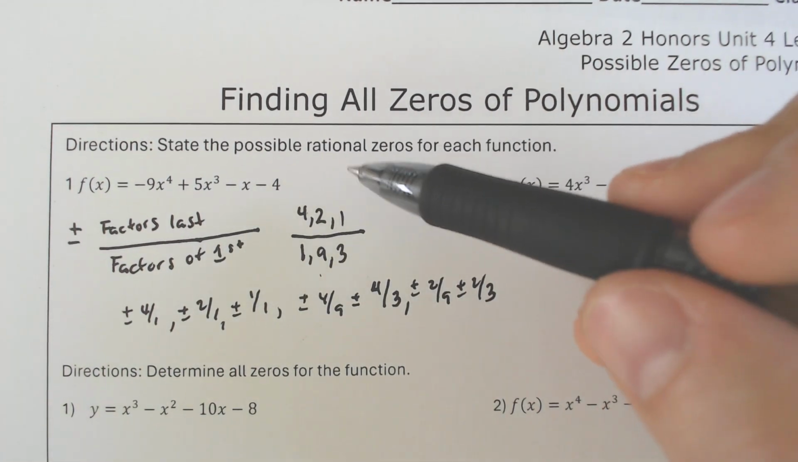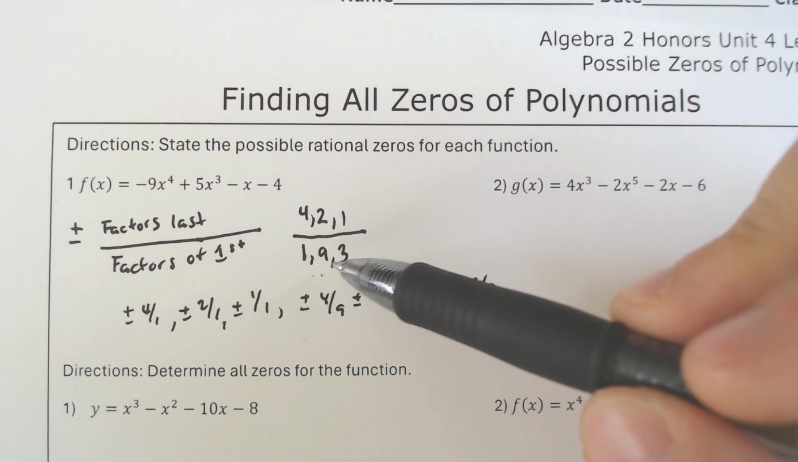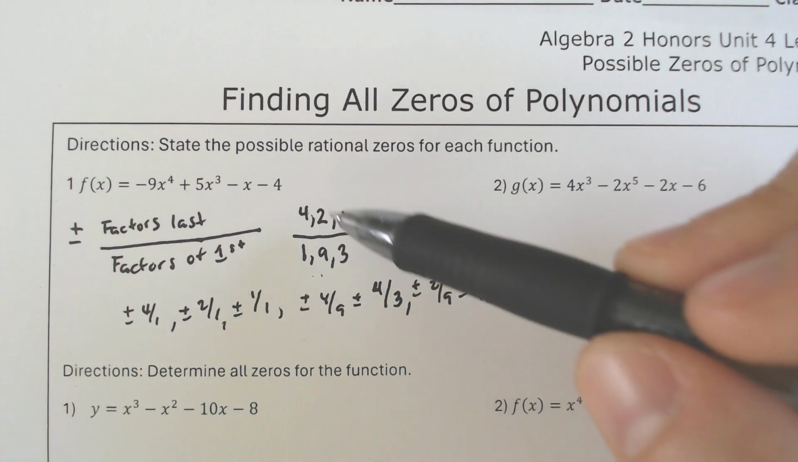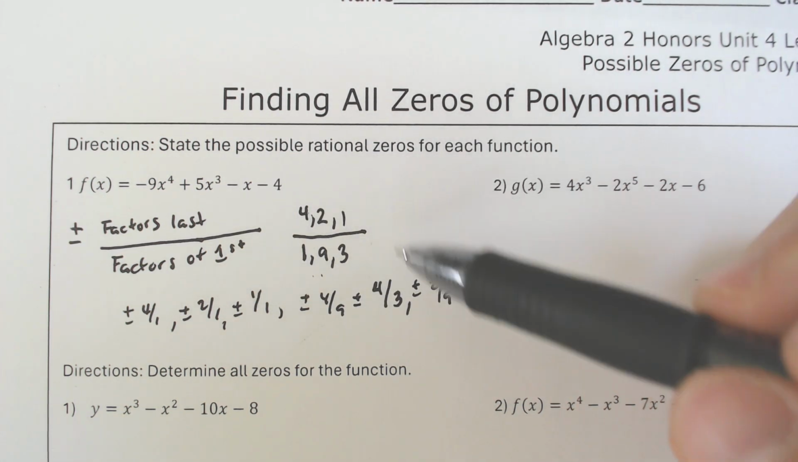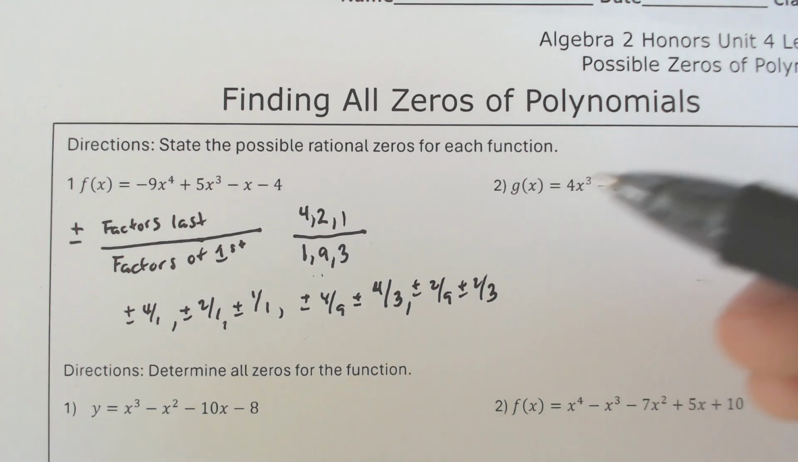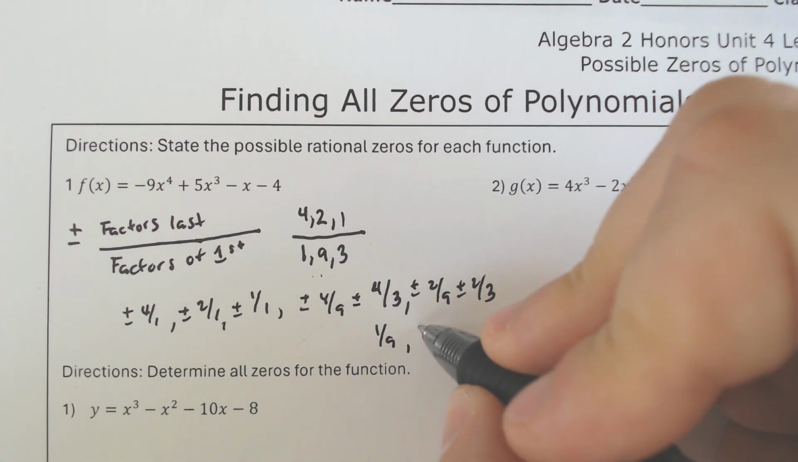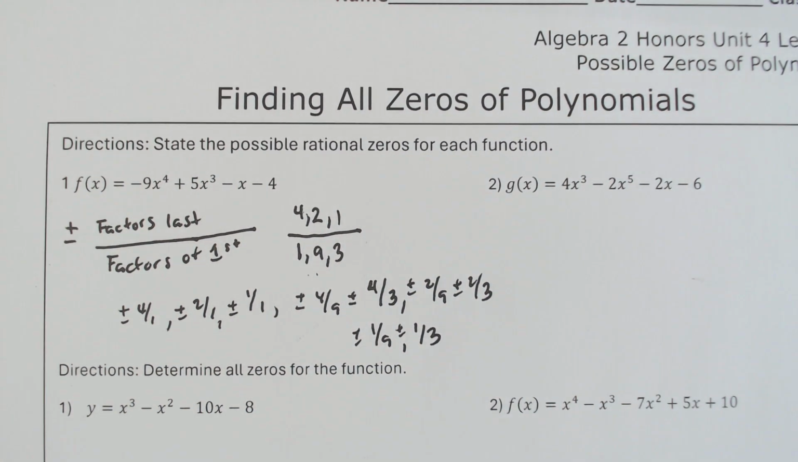All right? So let's make sure I didn't miss any. So we got 4 over 1, 2 over 1, 1 over 1. We got 4 over 9. We got 4 over 3. We got 2 over 9 and 2 over 3, and we got 1 over 9 and 1 over 3. Did I include the 1 over 3? I don't think I did. I don't think I included the 1 over 9 and the 1 over 3 with pluses or minuses. So be careful not to miss any.